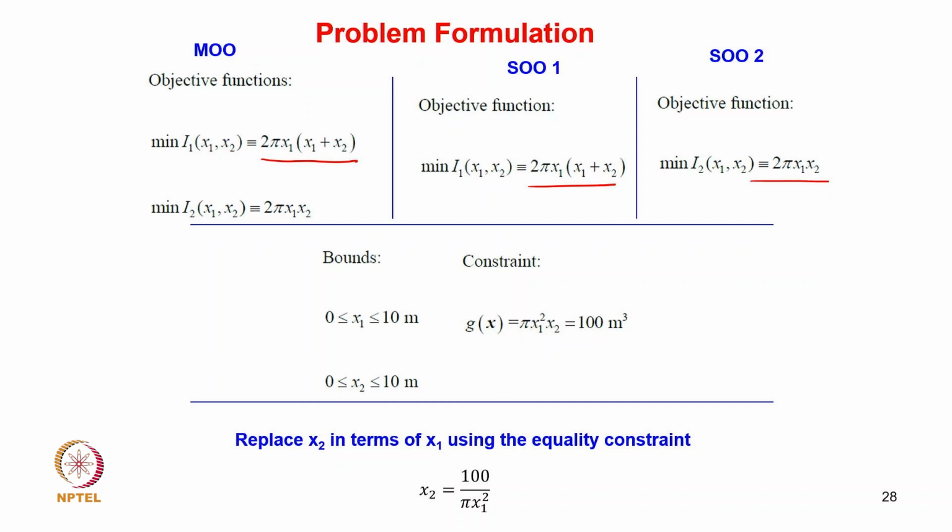So if I solve this total surface area minimization with the bounds that both x1 and x2 are less than or equal to 10, and the constraint given here is the volume of the container should be equal to 100 meter cube. With this constraint equation, we can find out x2. So x2 can be obtained as 100 divided by pi x1 square, and we can use this x2 to replace one of the variables in this, isn't it?